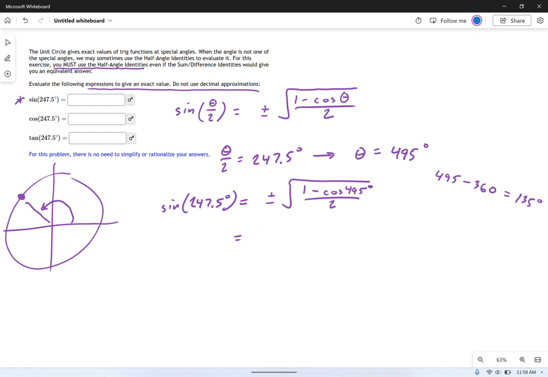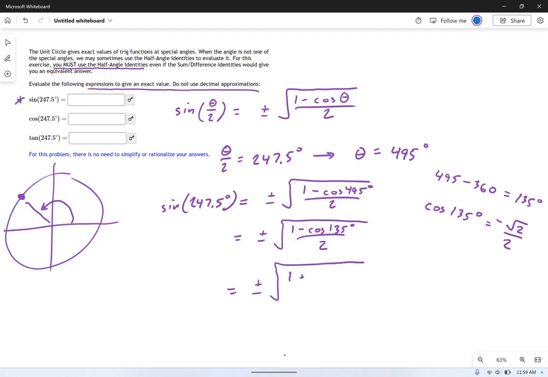So this becomes equal to plus or minus the square root of (1 minus the cosine of 135 degrees) over 2. Okay, great. This is real progress. Now, I hope you know what the cosine of 135 degrees is. That would really help. That's going to be the square root of 2 over 2, but because this is in the second quadrant, that's going to be negative. So as I simplify this answer more and more, now I've got 1 plus the square root of 2 over 2, all divided by 2. I haven't simplified this very much. I can do that in a moment.